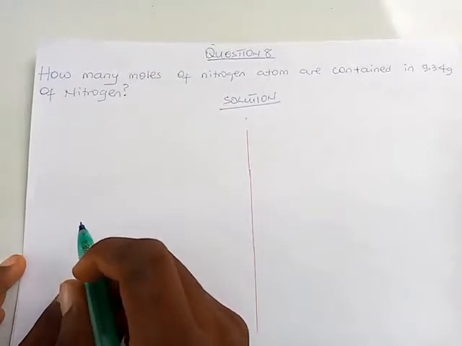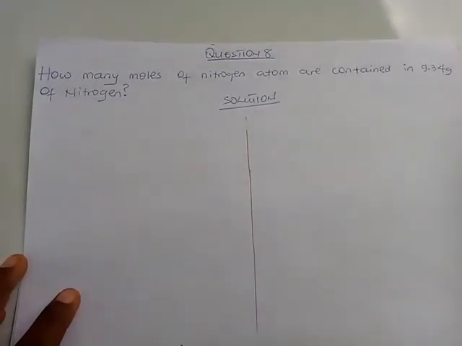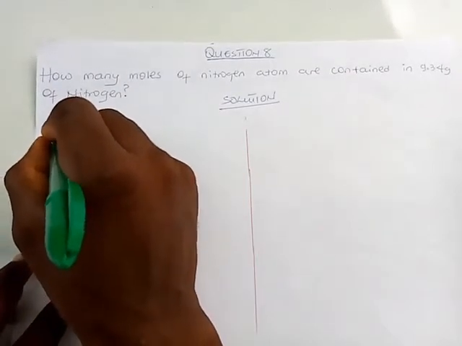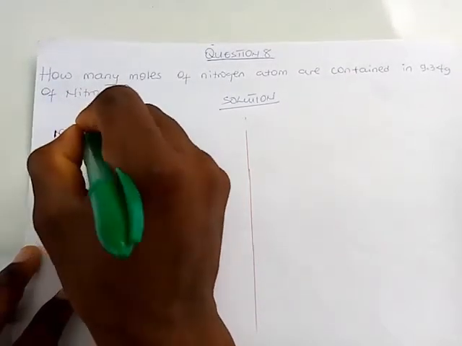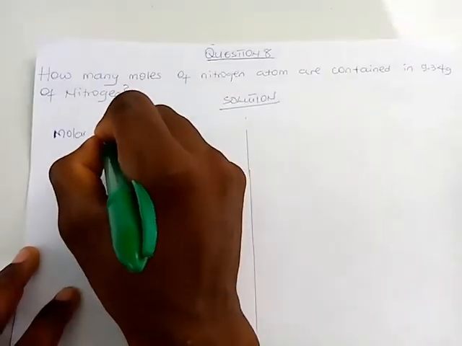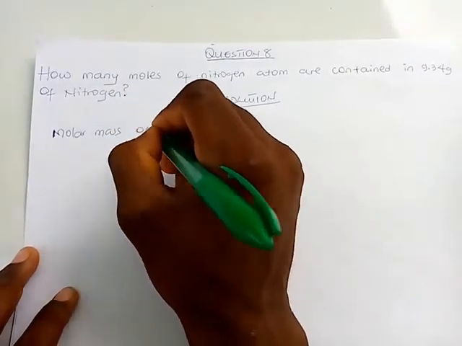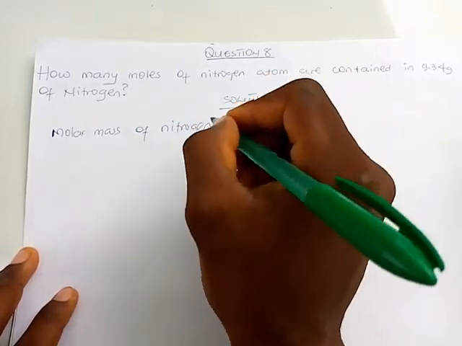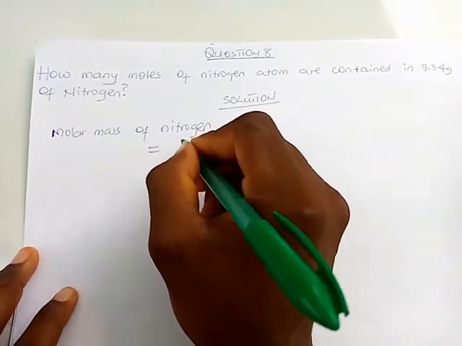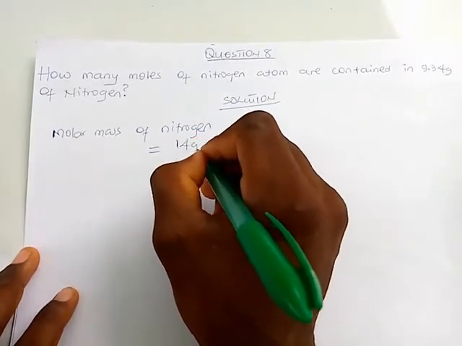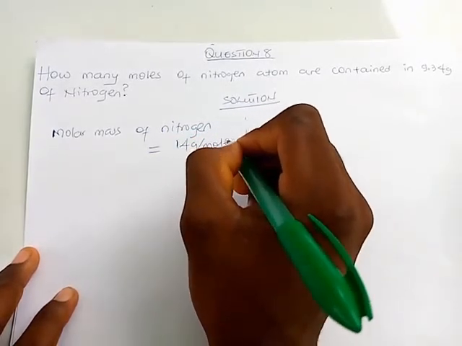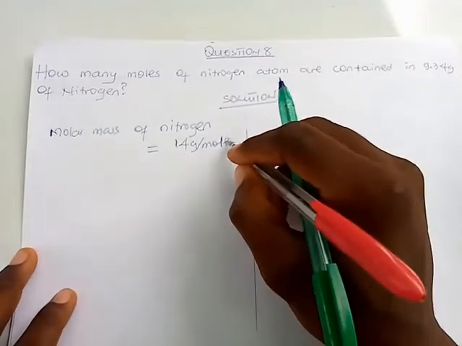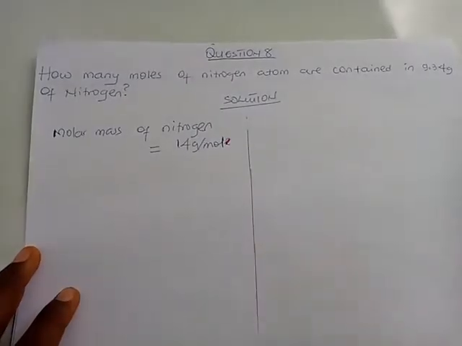Okay. Now we need to know the molar mass of nitrogen atom. So we know that the molar mass of nitrogen is equal to 14 grams per mole. It means that 1 mole of nitrogen weighs 14 grams.